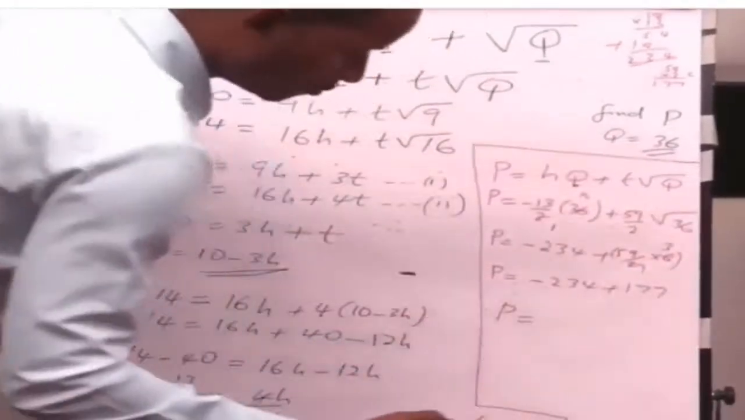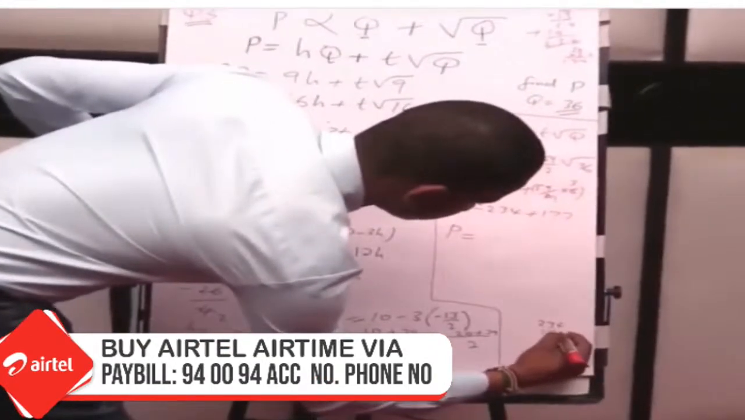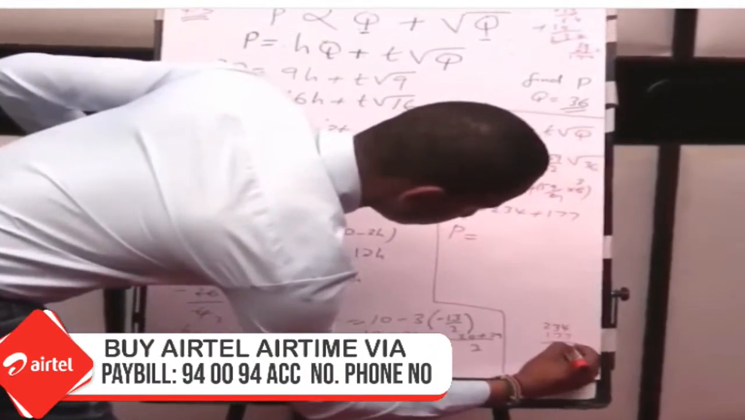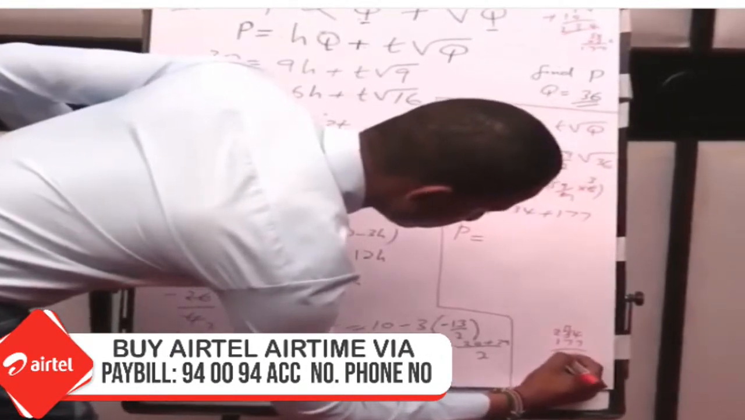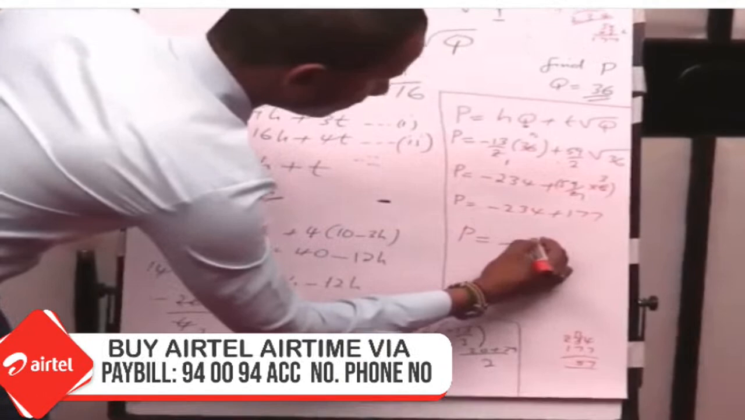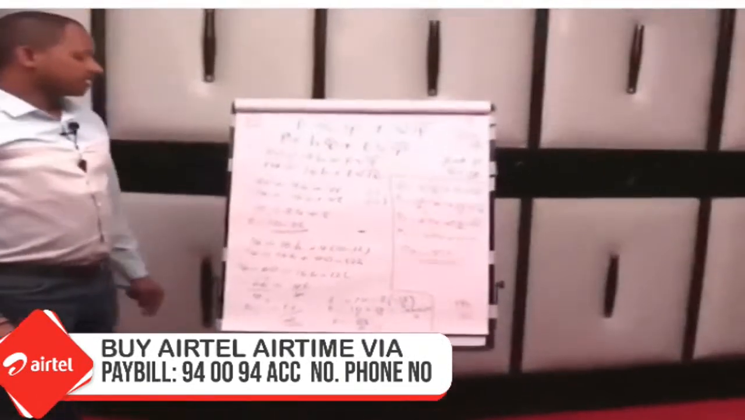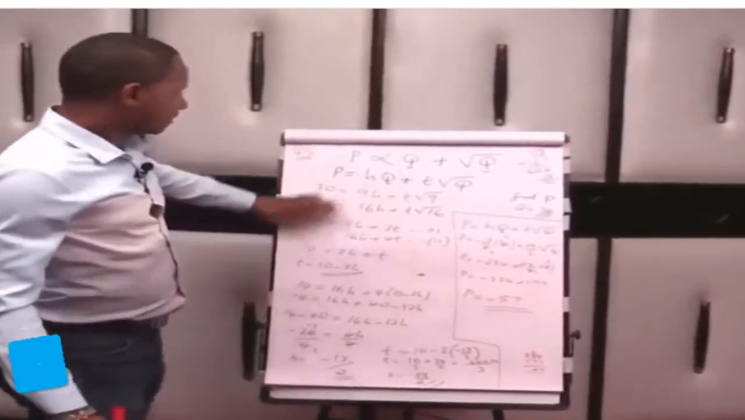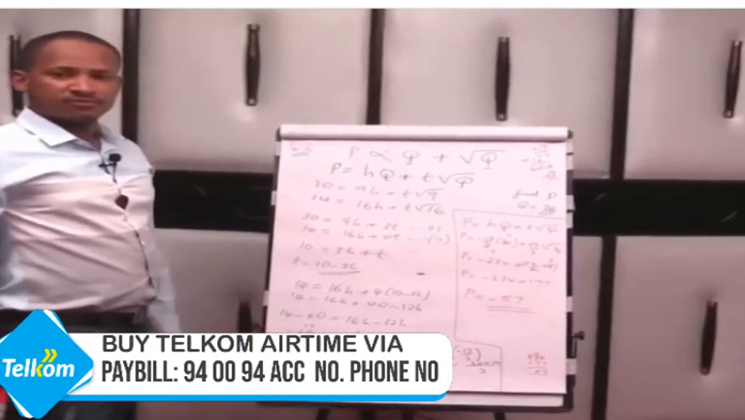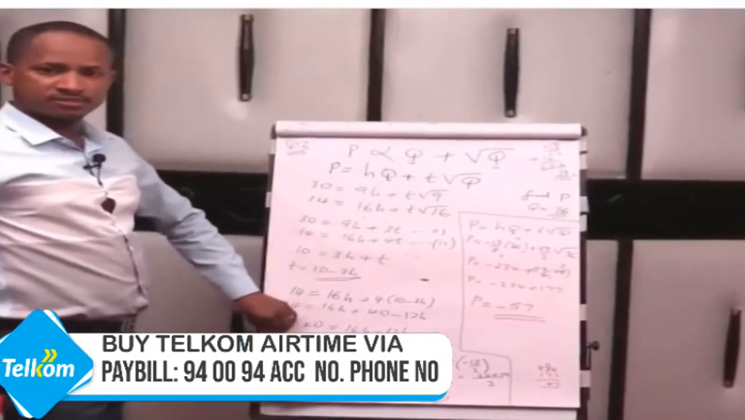So this comes to 234 minus 177, 57. So it becomes minus 57. So class, our value of P is minus 57. So you must be very careful. Such a question will never miss.